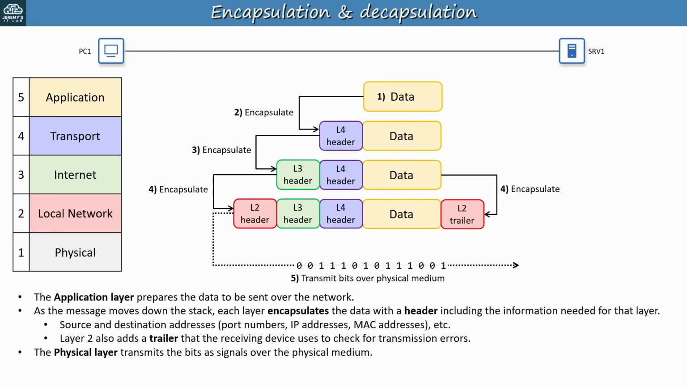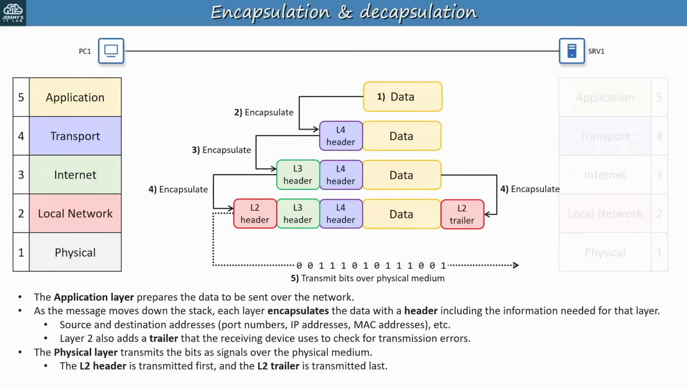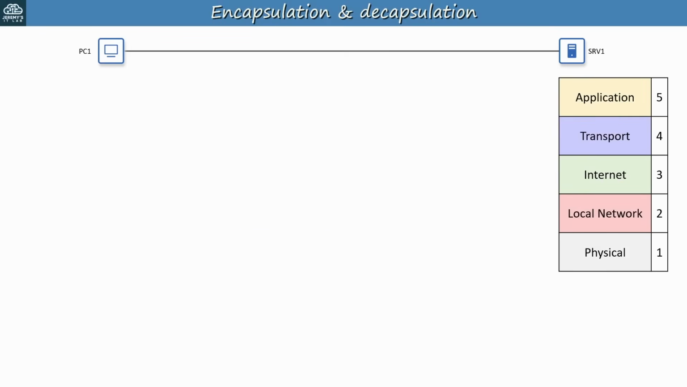Finally, the physical layer transmits the bits as signals over the physical medium, which is an Ethernet cable in this case. I'm showing the message in order from left to right here. So the Layer 2 header is transmitted first, and the Layer 2 trailer is transmitted last. So that was the encapsulation process.